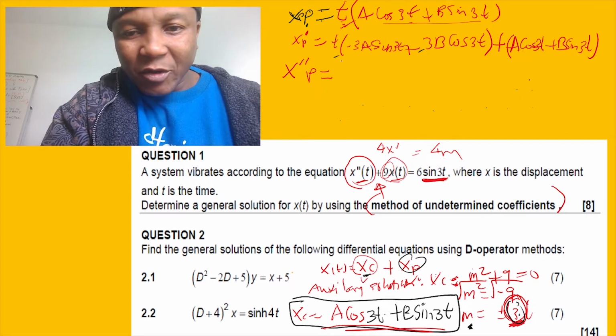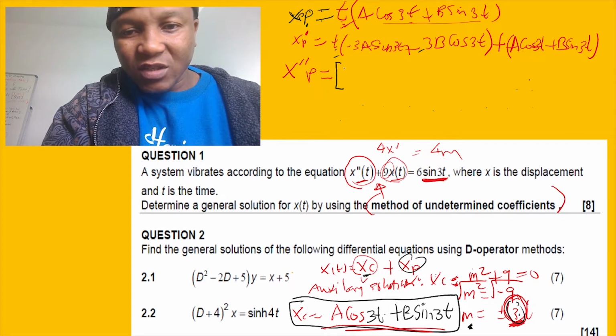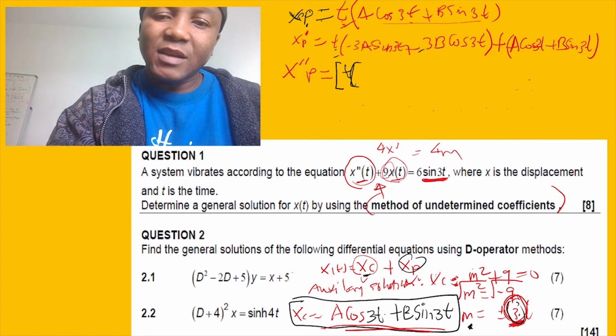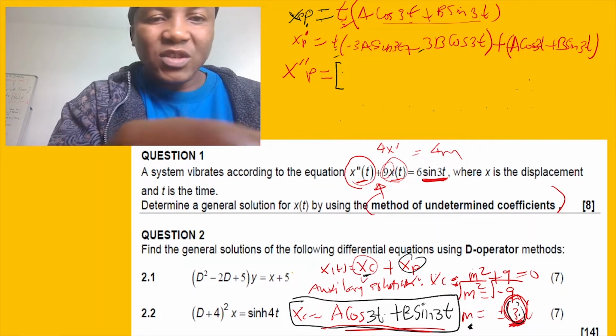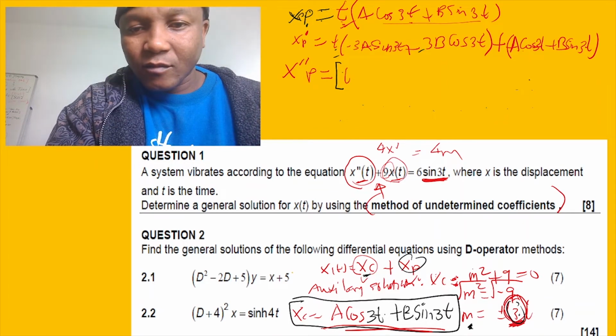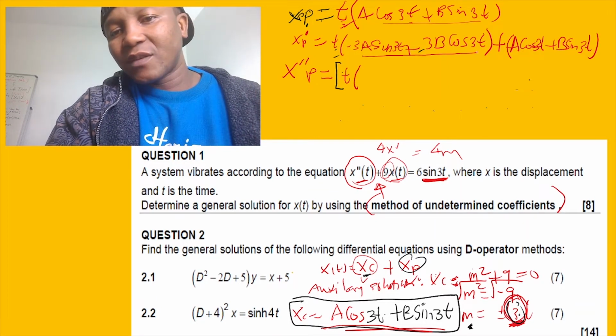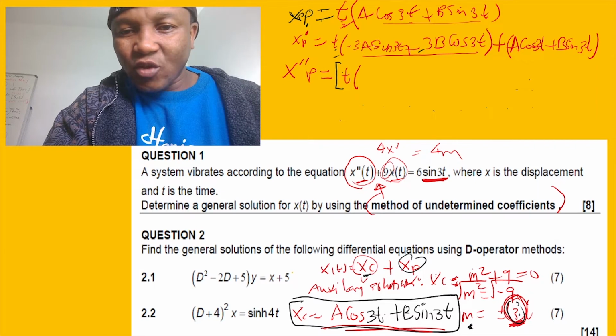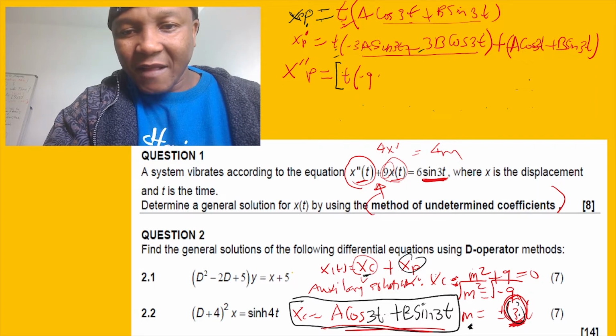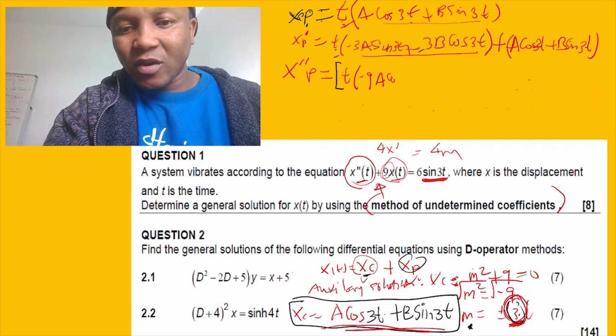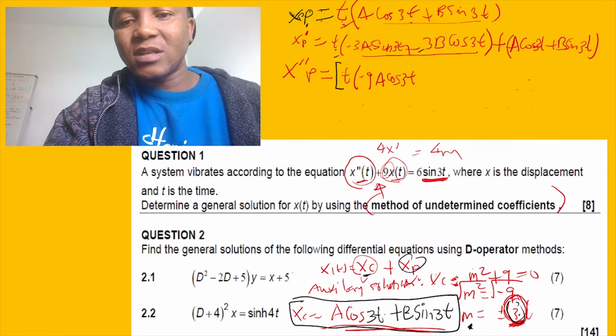So if you differentiate this, let me put this bigger bracket. Okay, put this constant. Sorry. So put this constant. Now let's differentiate all of this. When you differentiate this, it's going to be negative 9a. When you differentiate sine, it's going to be cos 3t.